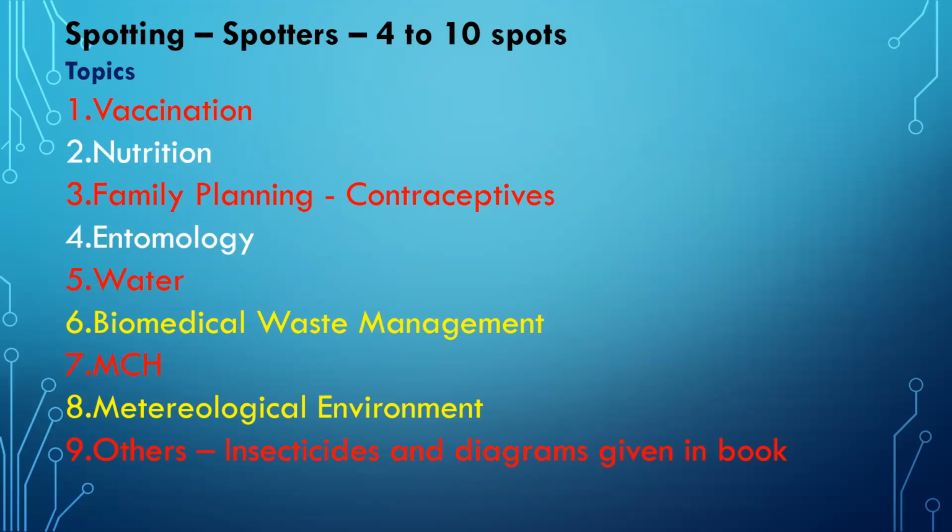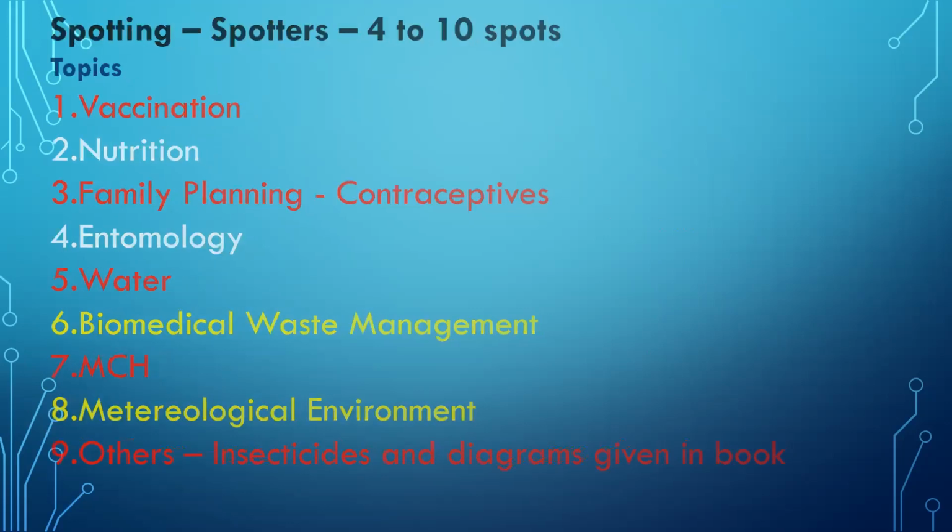And these are the sections from which spots will be asked to you. Number one is vaccination, number two is nutrition, number three is family planning, number four is entomology, number five is water, number six is biomedical waste management, number seven is mother and child healthcare, meteorological environment, insecticides, and some diagrams which are given in the book. So we'll talk about the point number 4 to 9 in this video.